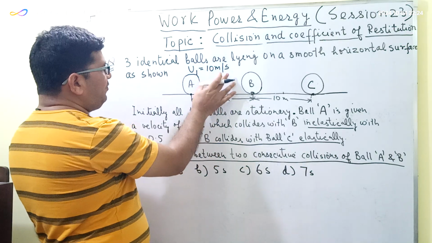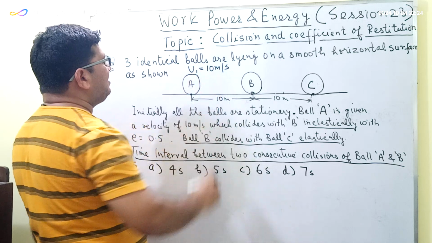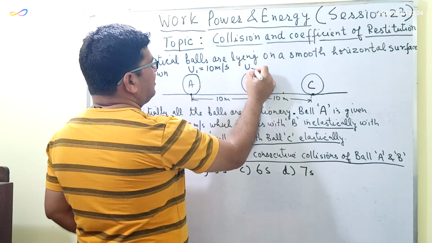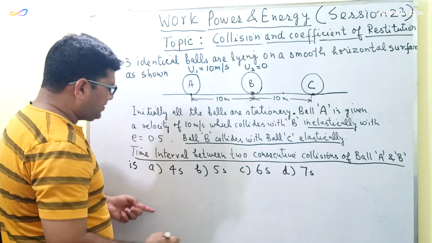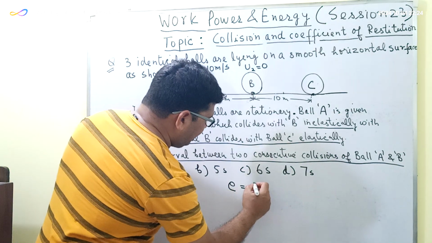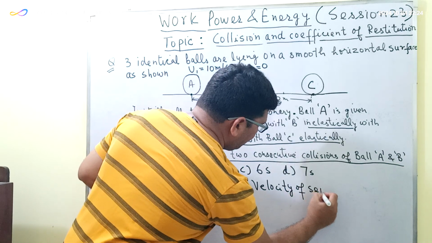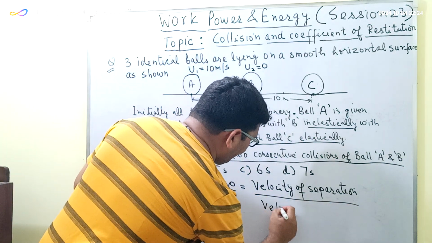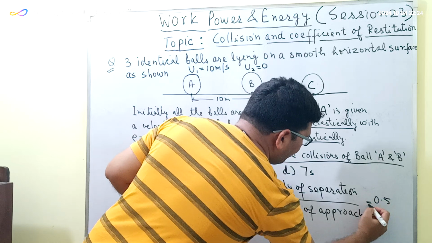Let us first take the collision of ball A and B. Here ball A is given a velocity of 10 meter per second, which I have taken as u1, and the initial velocity of ball B is 0 because it is stationary, so I have taken it as u2, which is equal to 0. The coefficient of restitution is given as e equal to 0.5. The equation for e is the velocity of separation of the colliding objects divided by the velocity of approach, and this is equal to 0.5 in this question.